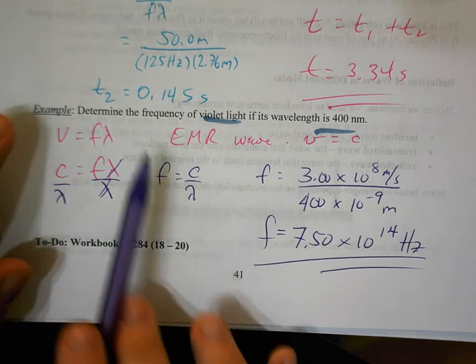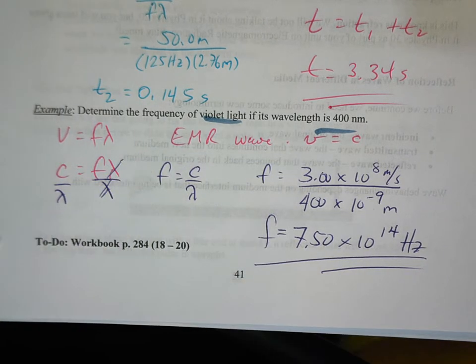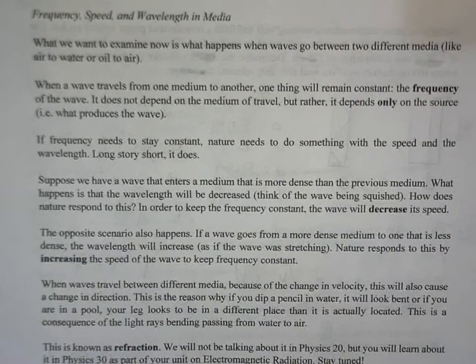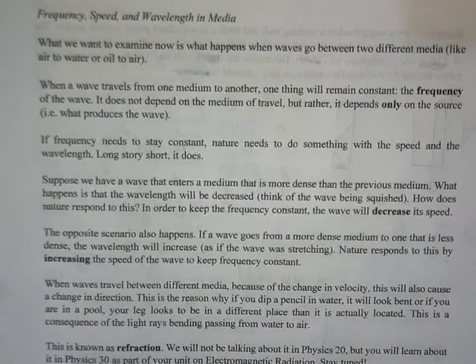So again, with these questions where we're dealing with EMR, if you're not sure if it's EMR, like if you're asked to calculate frequency or wavelength, you're given the other, but you're not given speed, chances are it's an electromagnetic wave. So last thing we just want to talk about here, we're going to start to lead into the case of what happens when we go between different media. So like going from air to water or oil to air.